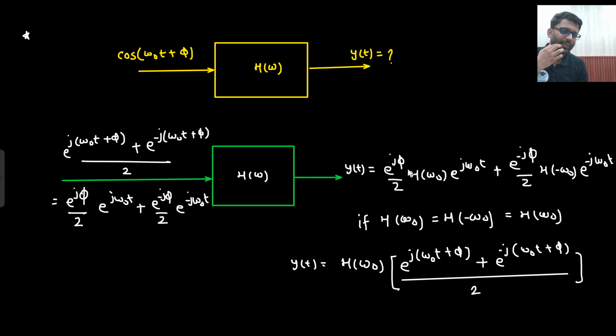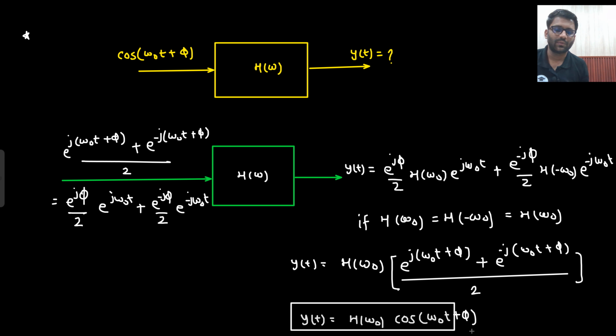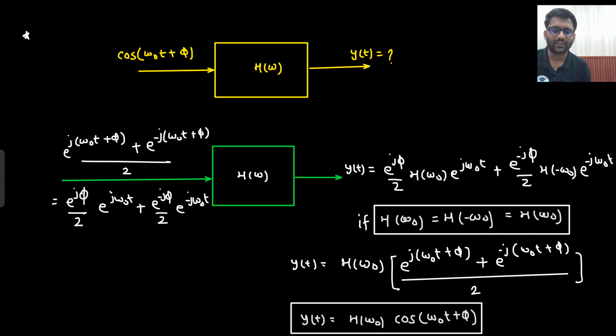Here h of omega naught came common, and the rest of the part is e to the power j of phi plus omega naught t, e to the power minus j of phi plus omega naught t. So what you are getting is y of t as h of omega naught times cos of omega naught t plus phi. There you go. But this is only for this particular case, otherwise what would be the output? Otherwise this would have been the output.